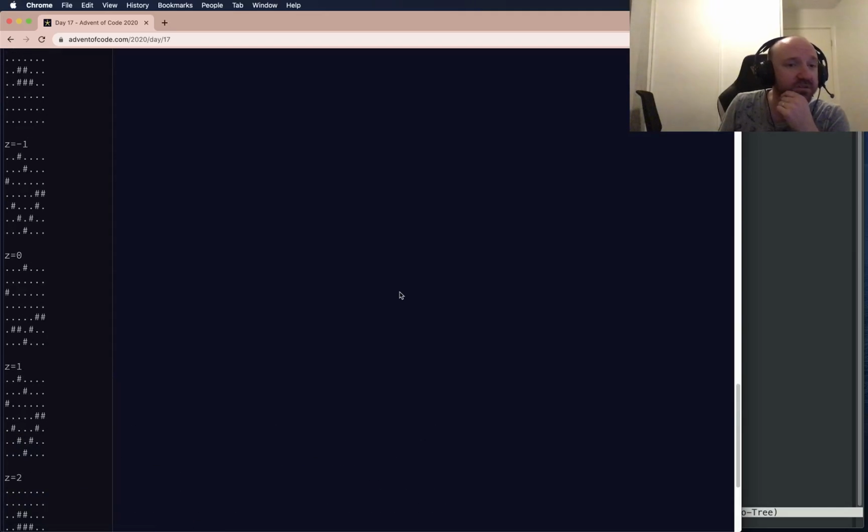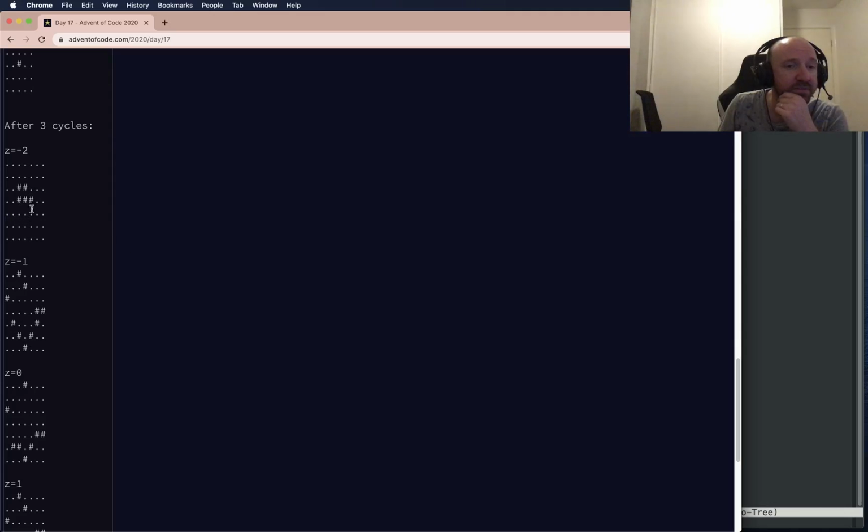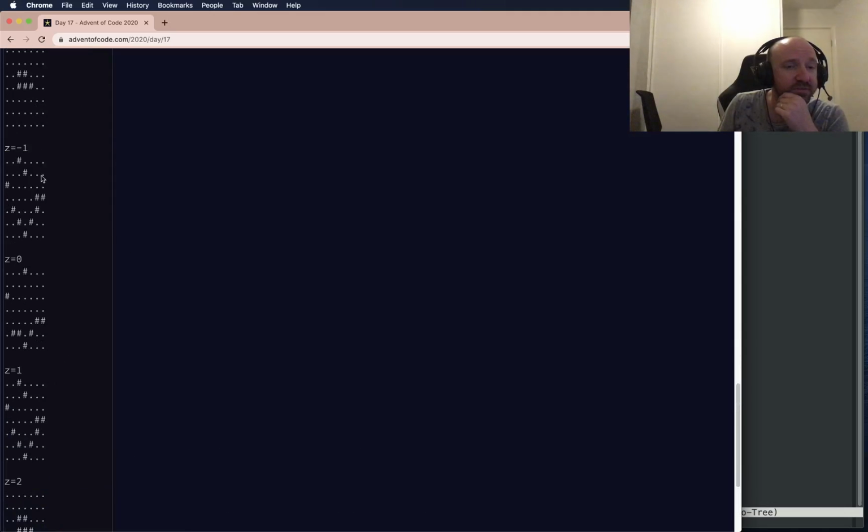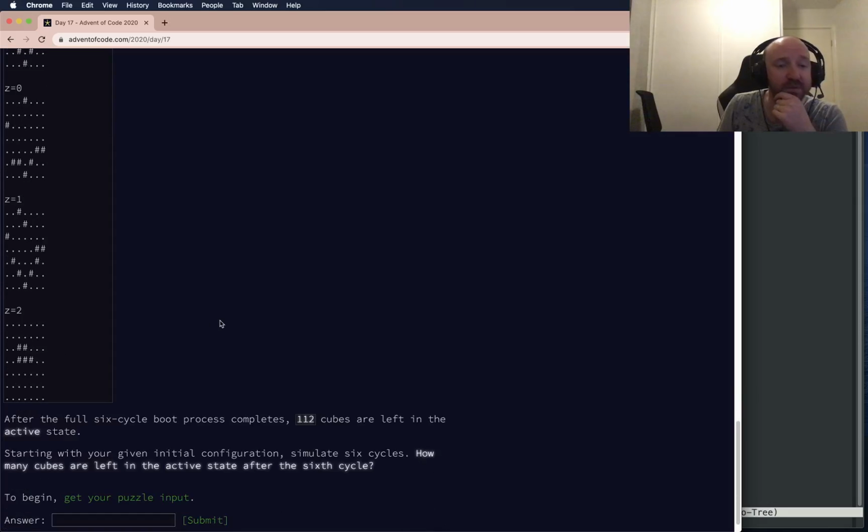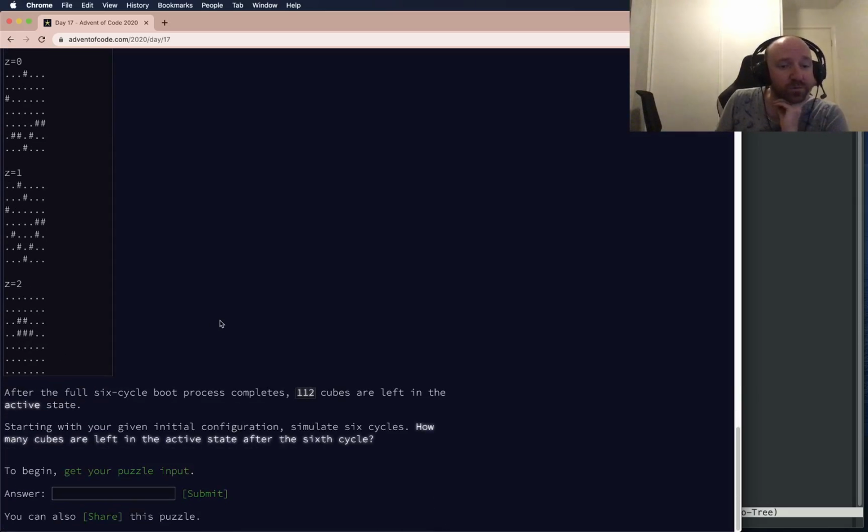Must be symmetric, right? Not like that one. It's the same as that one. That one should be the same as that one. Anyway. After the full boot process completes, there are 112 cubes left in the active state, starting with your initial configuration. Let's have a look at that.